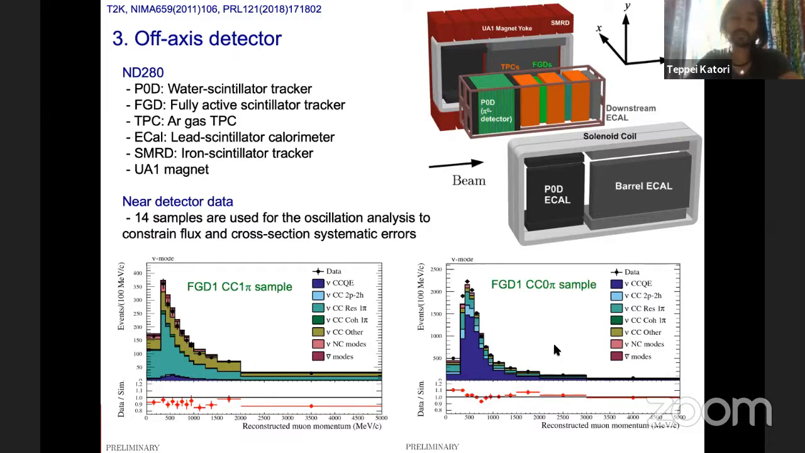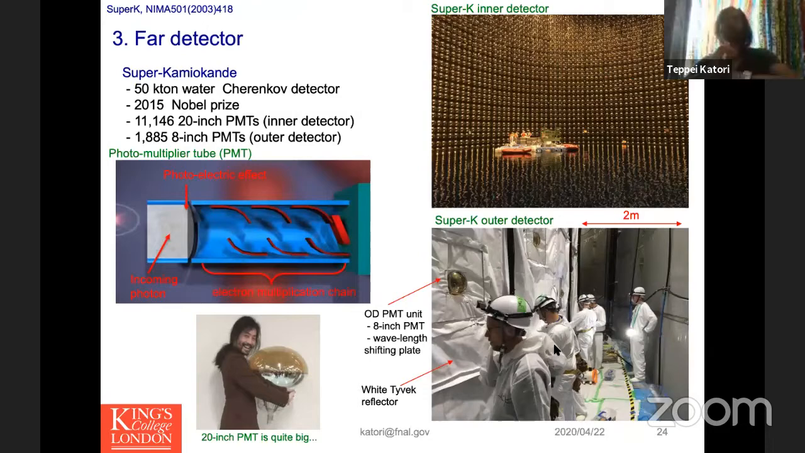Okay, so that's ND280. And now moving on to the far detector. The far detector is, as I said, the maybe famous Super-Kamiokande, which is a 50 kiloton water Cherenkov detector. It's famous because it got the Nobel Prize in 2015. And maybe people are familiar with how it looks inside. This is a picture of the inner detector, where 11,000 20-inch PMTs surround it, and a 20-inch PMT means roughly 50 centimeters. So you see how big it is if you compare with myself.